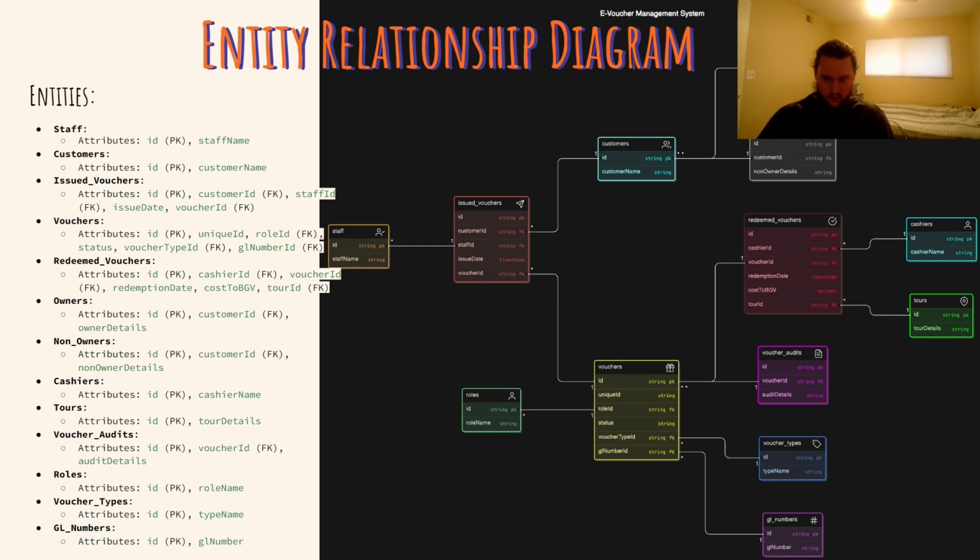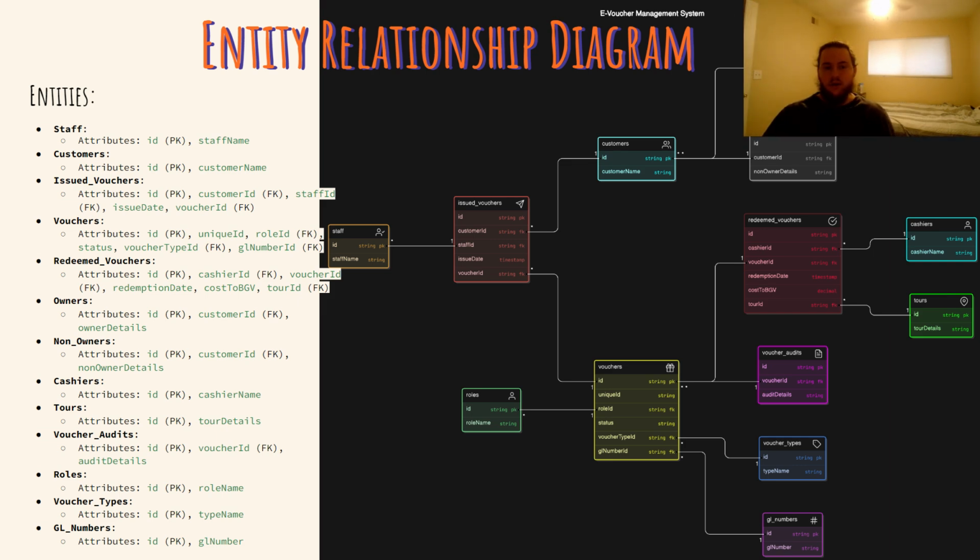Next is the redeemed vouchers entity. This one captures all the details when a voucher is redeemed and records the cashier handling the transaction, the voucher, the type of voucher used, the date of redemption, and the monetary value that is on the voucher. Next is the cashiers. The cashiers are just the employees who handle the redemption of the vouchers. And like stated earlier, each cashier will have a unique ID and their name attached to each voucher they issue or redeem.